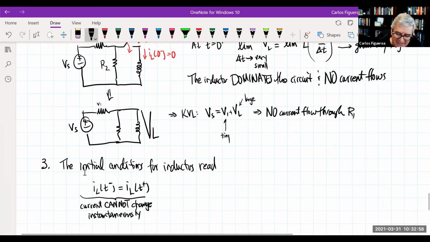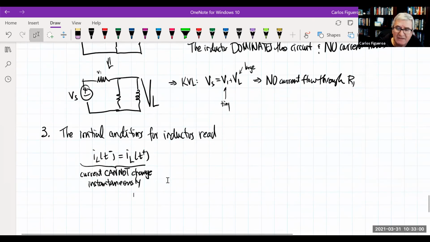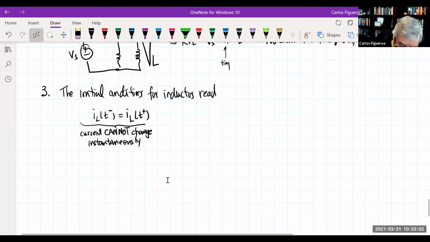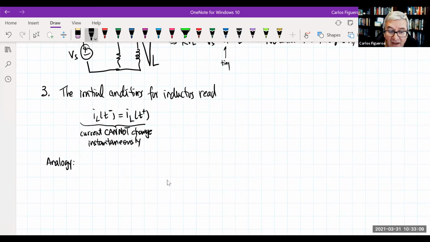Now, does this make sense? Let me give you an analogy before moving on, because like I said, I spent a lot of time on the capacitor looking at the physics of it, and you're going to see that the inductor is very, very similar. So what I want to do is talk about a water circuit. Imagine that you have a water pump.